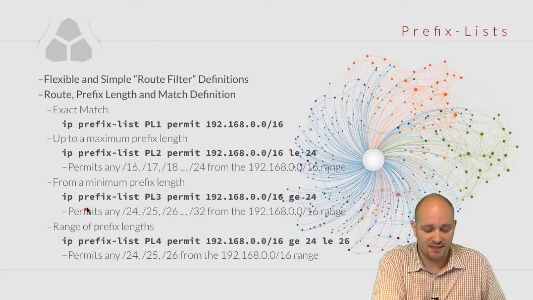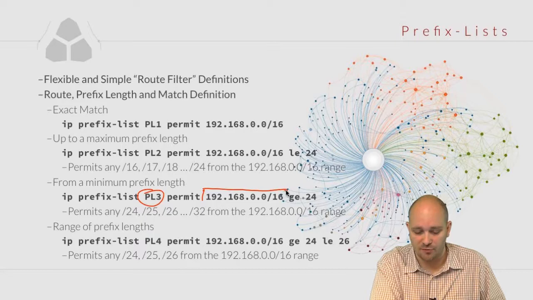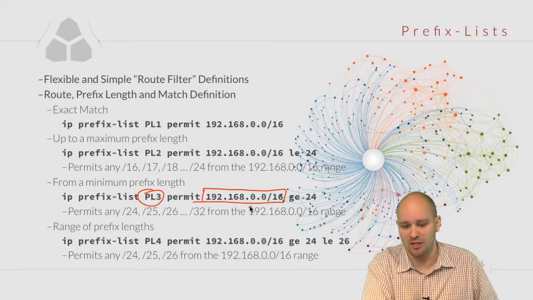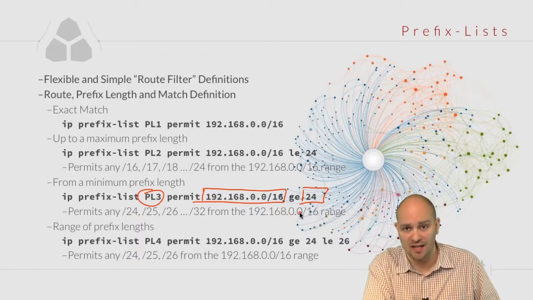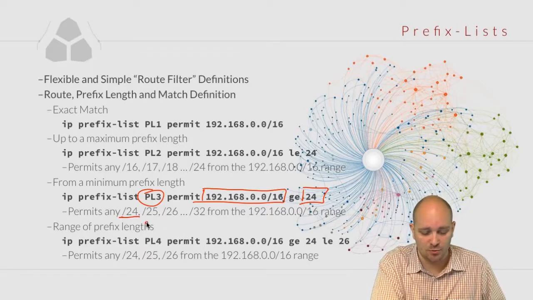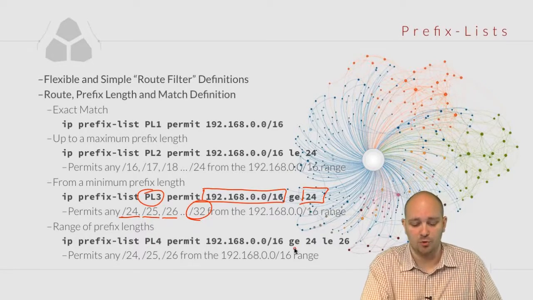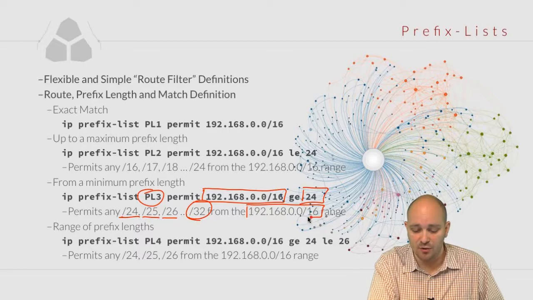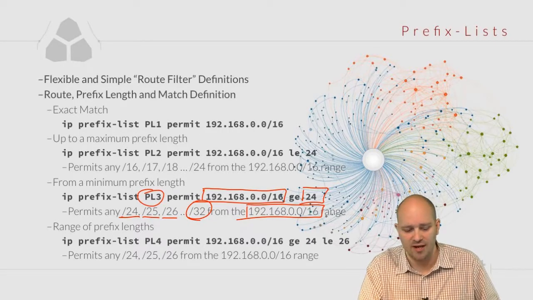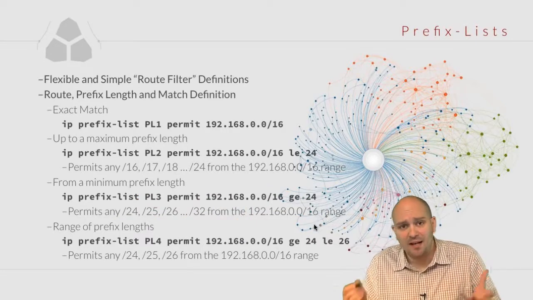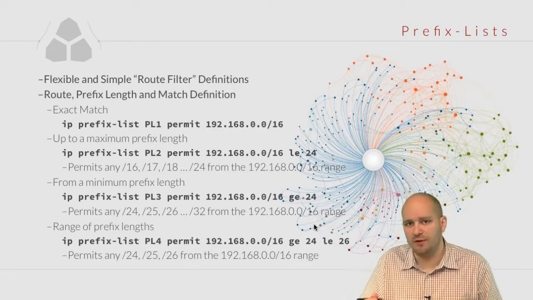So given this syntax here for prefix list PL3, we are going to allow all the prefixes from the 192.168.0.0/16 range that have a prefix length of /24 and above. So this would permit /24, /25, /26, all the way to /32, as long as the route comes from the 192.168.0.0/16 range.